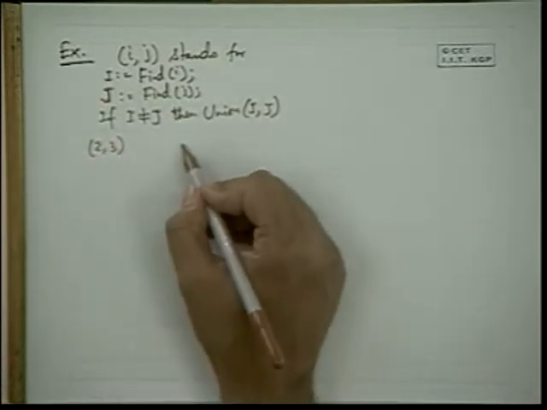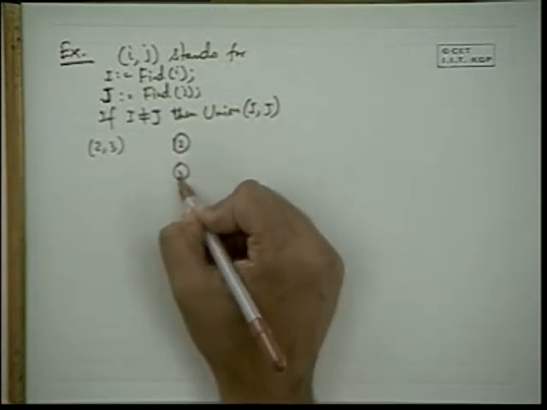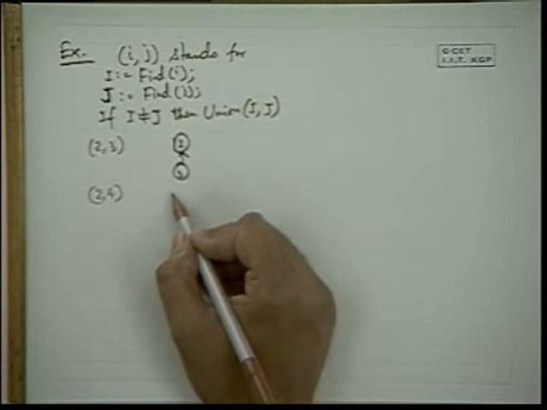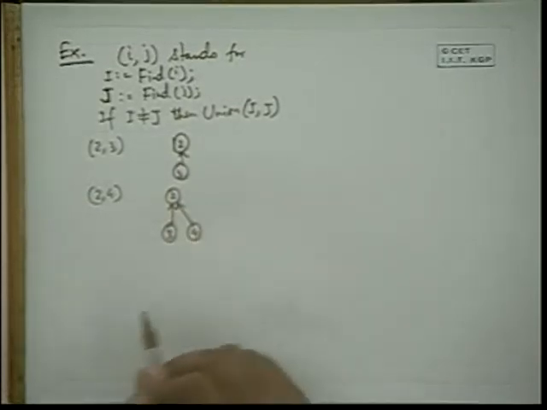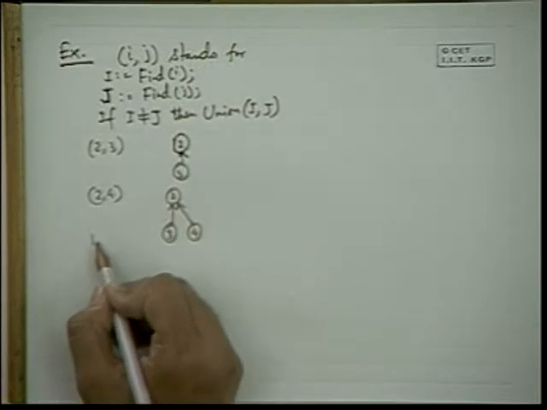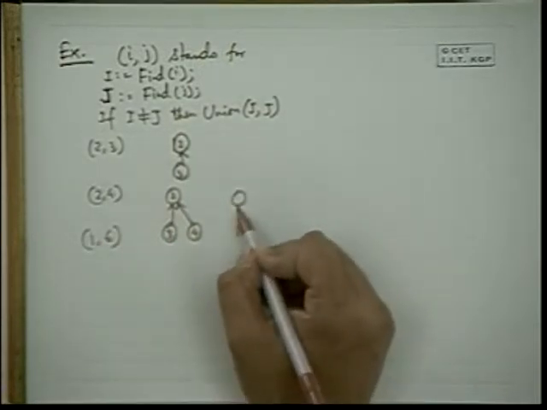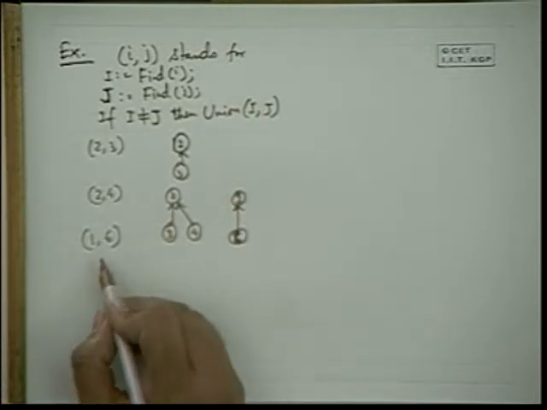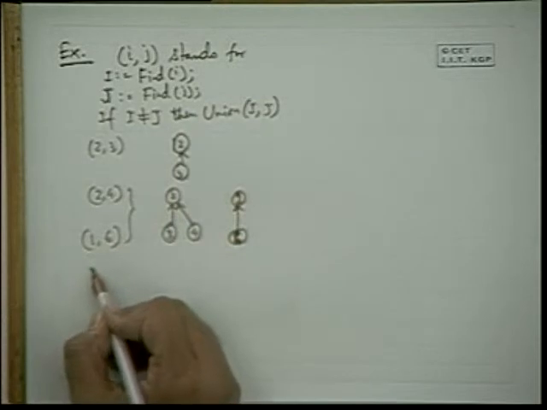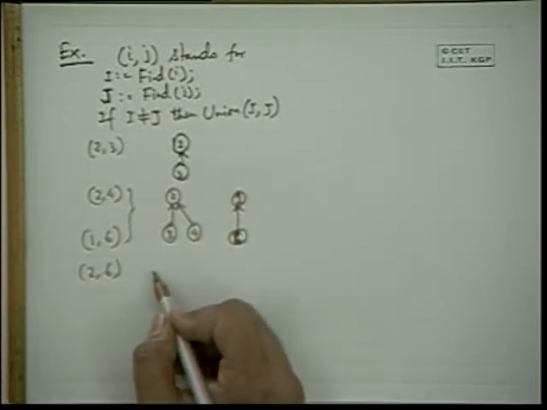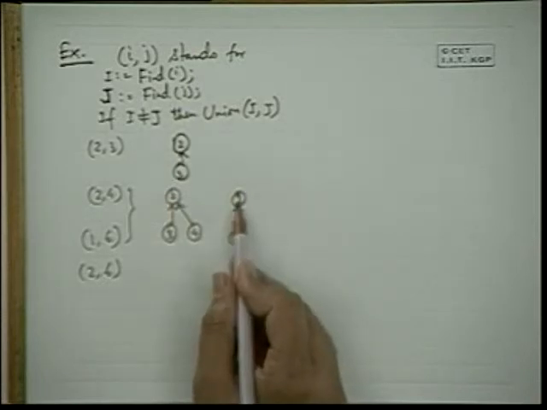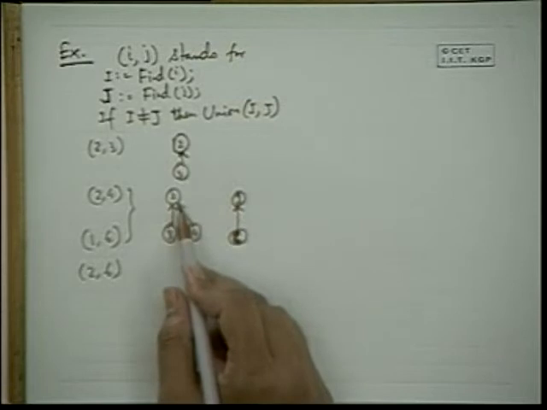Suppose I have 2, 3. Initially 3 will point to set 2. Then suppose it comes to 4. Then we have 2, then 3, and 4 will come, and 4's pointer will be on 2. Then say 1, 6. This will have another set, where 6 will be pointing to 1. So far so good. Now suppose 2, 6 comes. For 2, 6, it will first see 2 by itself, and 6 goes to 1. So 1 has to be joined to 2.